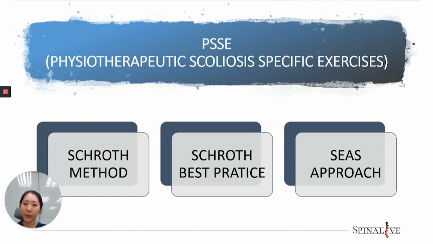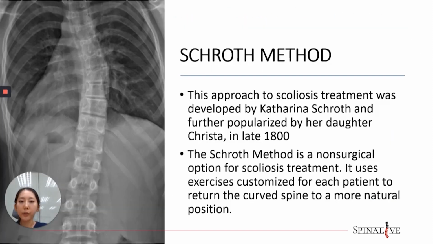Okay, so PSSE, physiotherapeutic scoliosis-specific exercises. There are a few types ranging from the Schroth method, Schroth best practice, and the SEAS approach. The Schroth method is a type of three-dimensional exercise developed by Katharina Schroth, which was further popularized by her daughter Christa. The Schroth method is a non-surgical treatment for scoliosis. It uses exercises that are customized and individualized to each patient so that we can return a curved spine to a more neutral position.